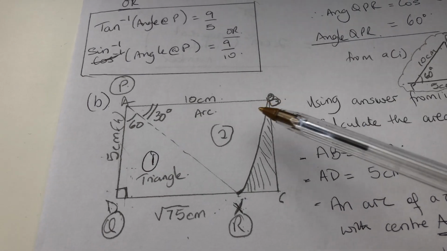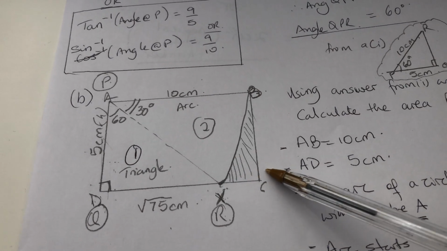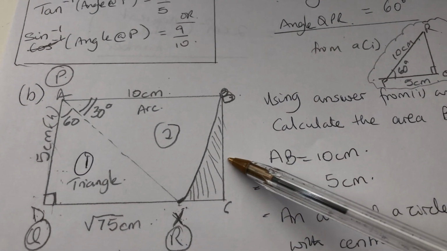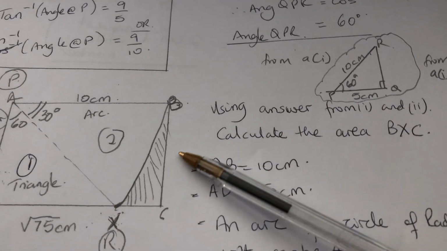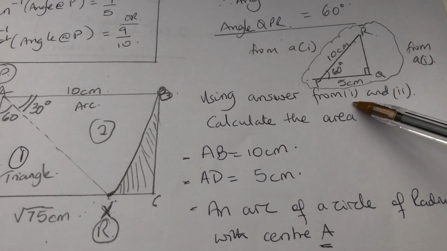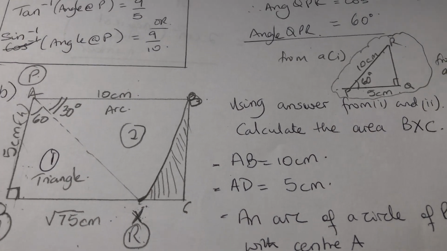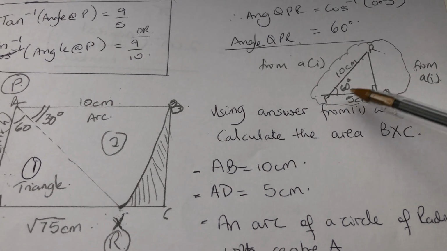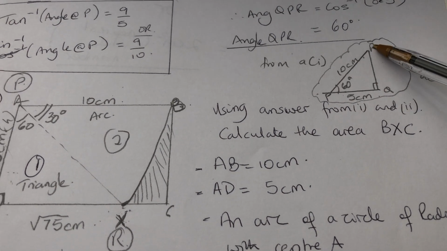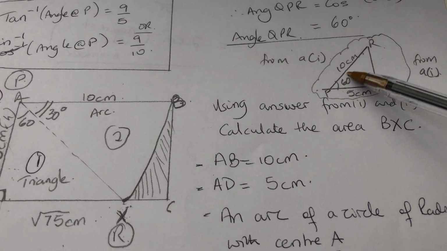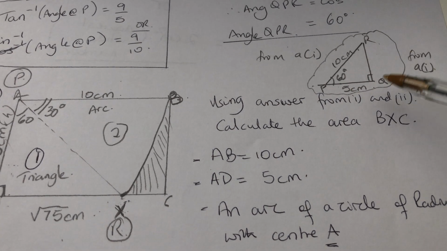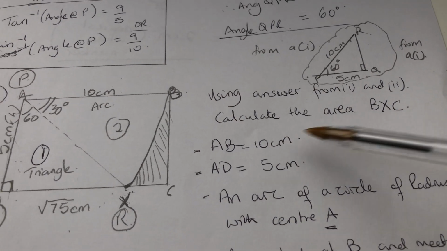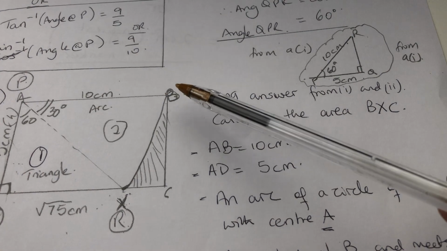Now, the B part, which is a bit tricky. Look at the diagram carefully. Using your answer from I and II, this is the I diagram, the triangle that we found: QR, 5 centimeters and 10 centimeters. Calculate the area BXC. This one, BXC.